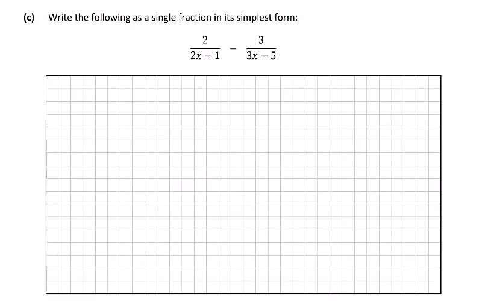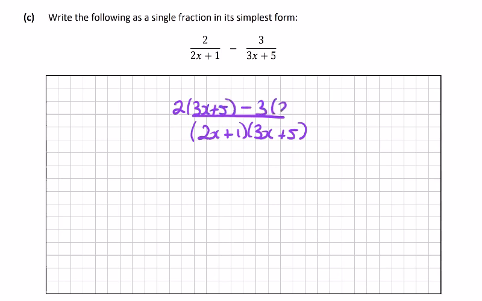Part C, your algebraic fraction. Write as a single fraction. What's the rule? Multiply the two terms on the bottom and cross multiply. So it's going to be 2 by 3x plus 5 minus 3 by 2x plus 1.